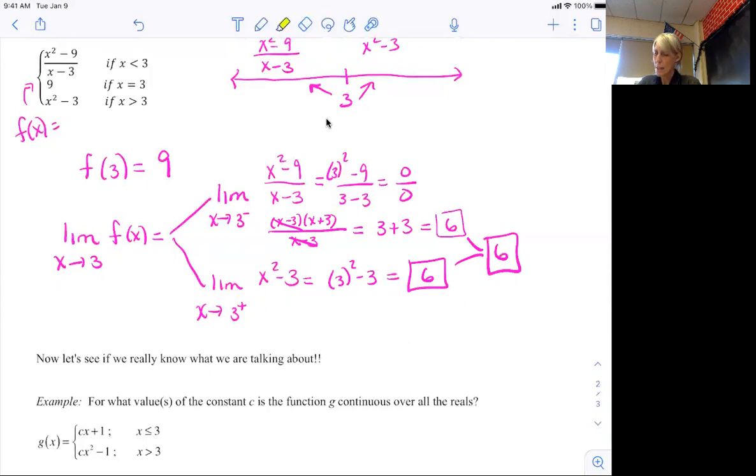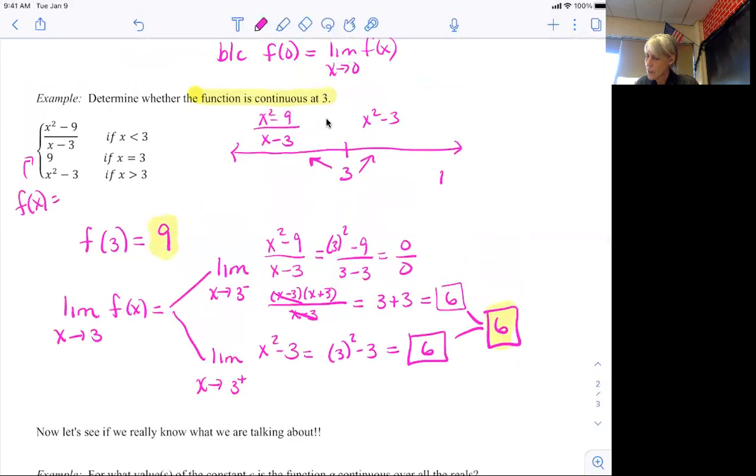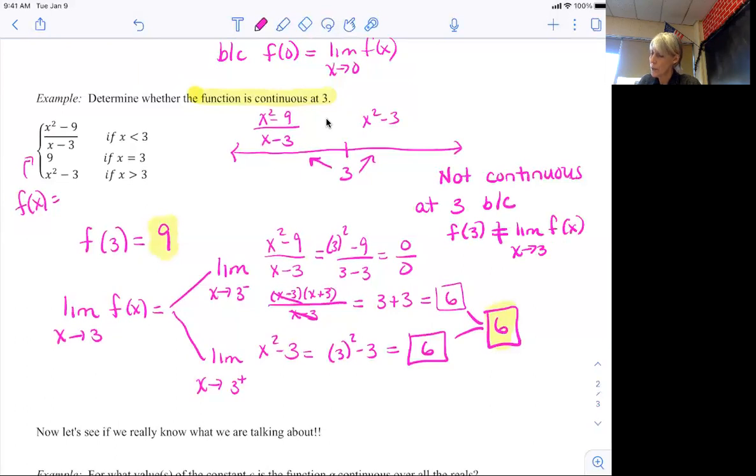Now I go back and I compare my function value to the limit. If they're the same number, your function is continuous. Since these are not the same, this function is not continuous at 3 because f of 3 does not equal the limit as x approaches 3 of our given function.